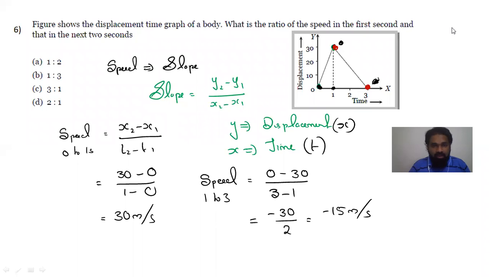Option D. Mugund is saying option D. Okay, so that is the correct answer. Option D is the correct answer.